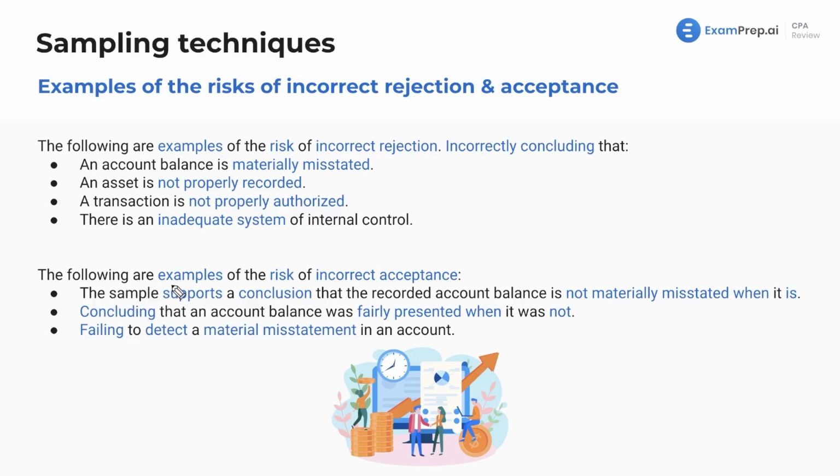The following are examples of the risk of incorrect acceptance. The sample supports the conclusion that the recorded account balance is not materially misstated when it is. That's a problem because we missed the problem. We've got to detect these problems so we can give a proper opinion. Concluding that an account balance was fairly presented when it was not. Again, that sounds like quite an issue to me. And failing to detect a material misstatement in an account, well, that's your whole job. Make sure that the financial statements are free from material misstatement. Not doing your job, and that's a problem.